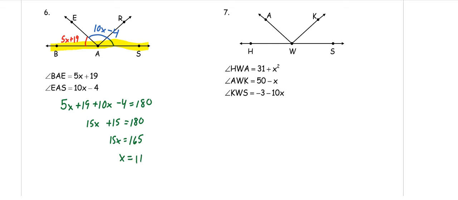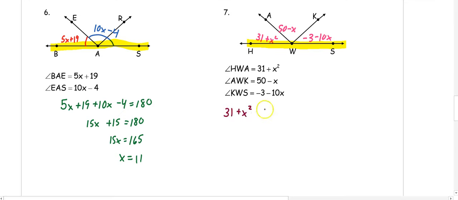In number 7, we know that HWA is 31 plus x squared. AWK is 50 minus x. And KWS is negative 3 minus 10x. So in this case, all three of these angles together are going to form a straight line, which means that they're all equal to 180 when they're added together. So we have 31 plus x squared plus 50 minus x minus 3 minus 10x equals 180.